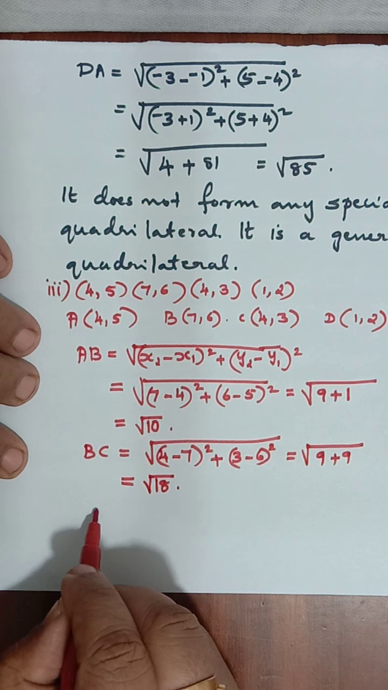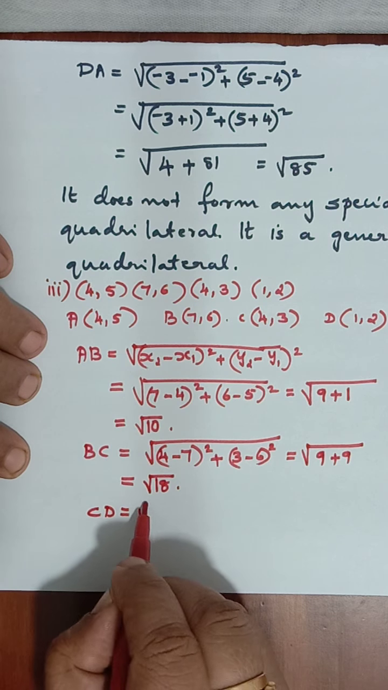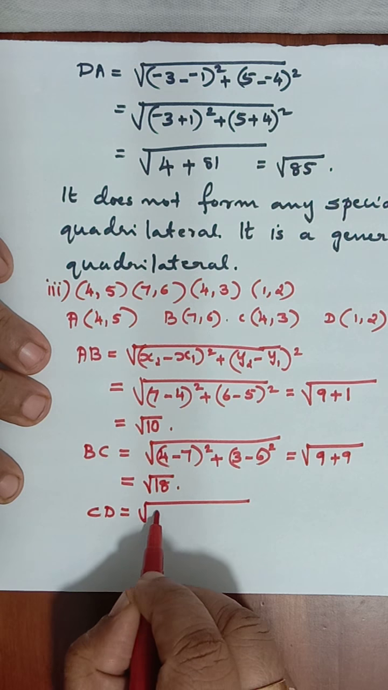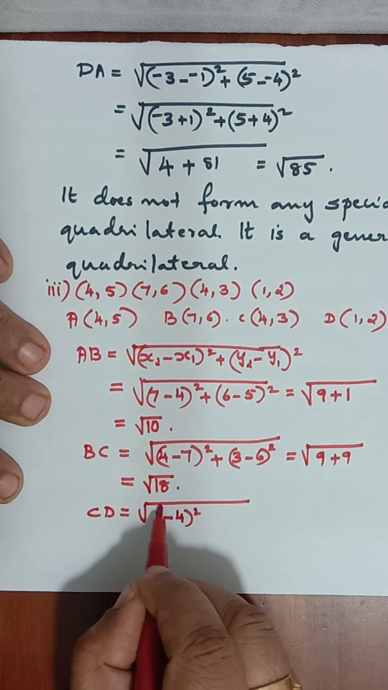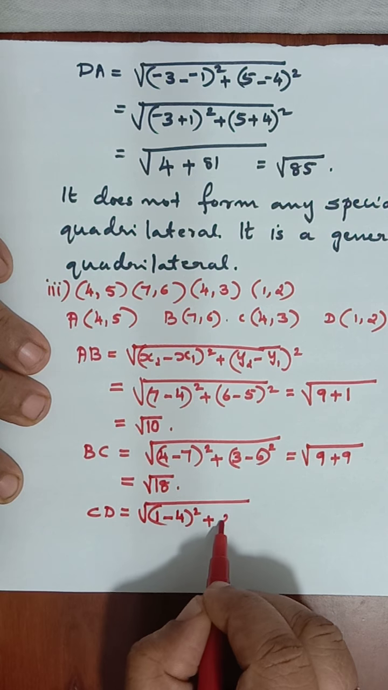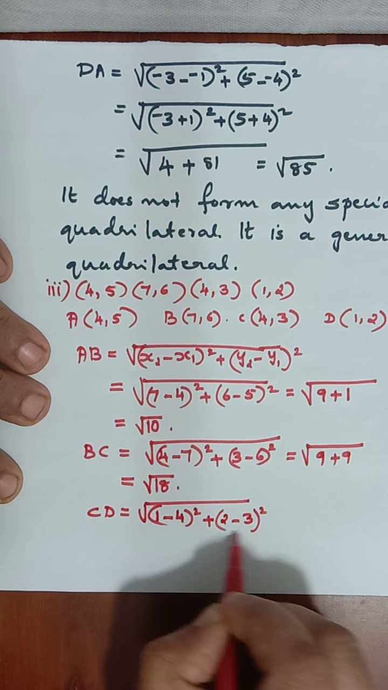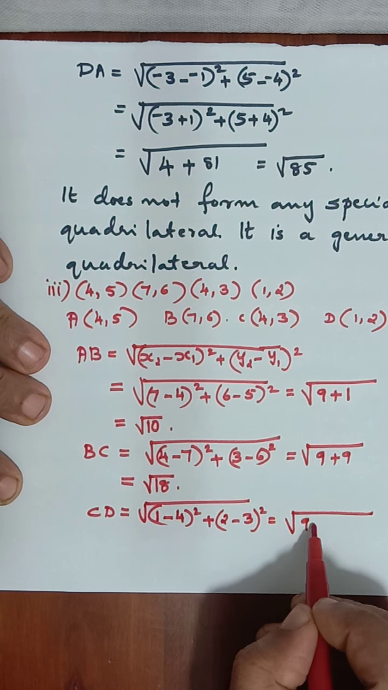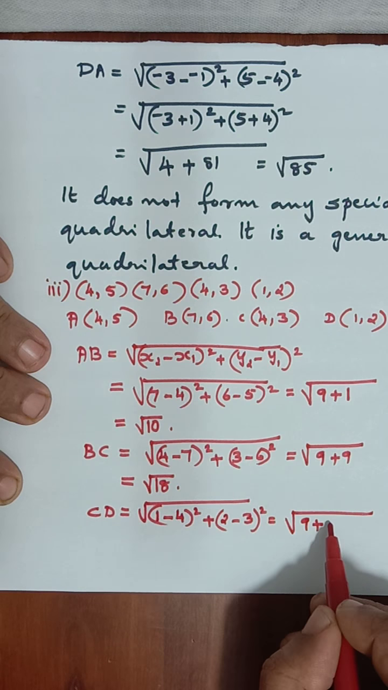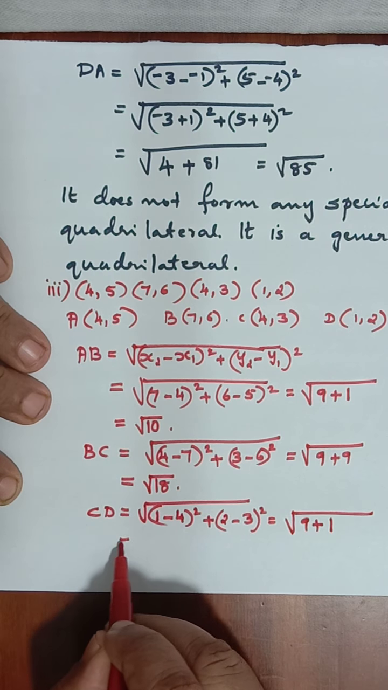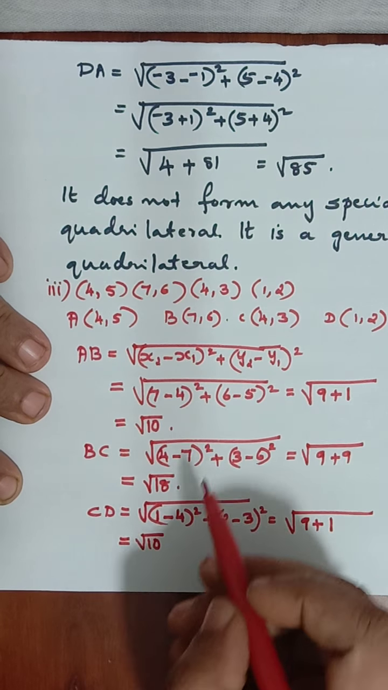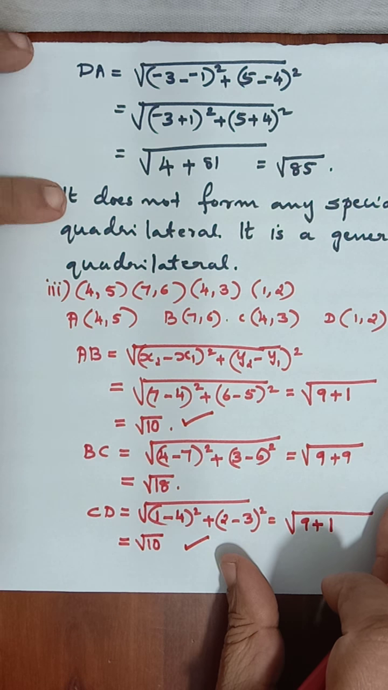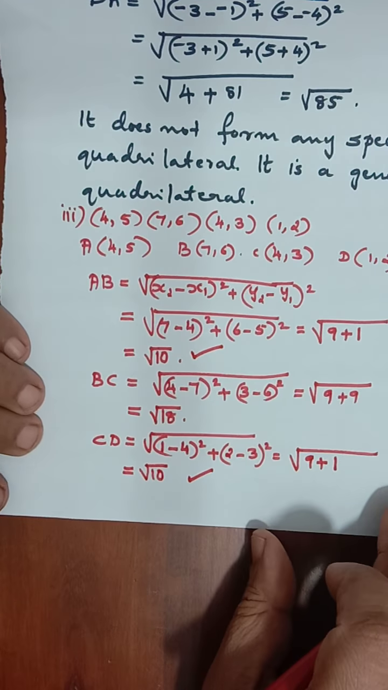Now comes CD. CD is equal to root of x2 minus x1 whole square plus y2 minus y1 whole square. This is equal to square root of negative 3 square, 9, plus negative 1 square, 1, which is equal to root 10. So here you can see children, AB and CD it is the same. Now let us see what is DA.